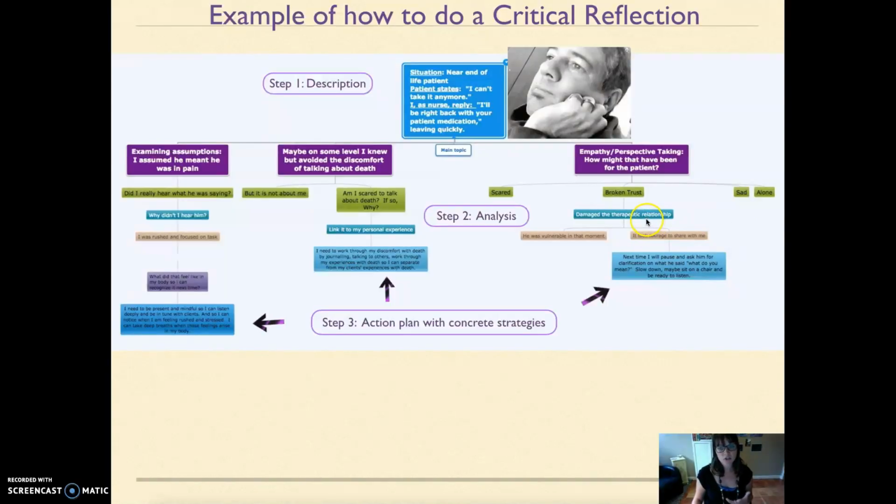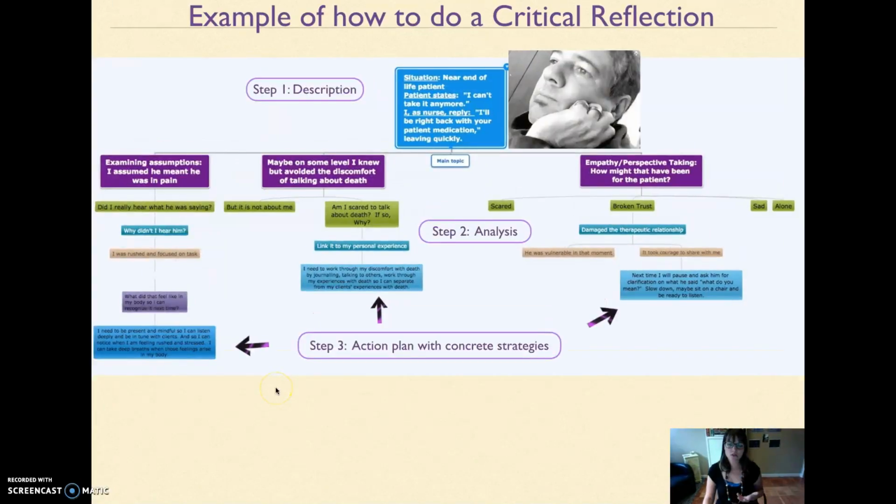So the breaking of the trust probably damaged the therapeutic relationship because he was vulnerable in that moment. It took courage to share that with me, and I essentially shot him down by responding the way I did. So I may also want to explore why he feels that way, and that would be another way to gain more depth into his perspective.